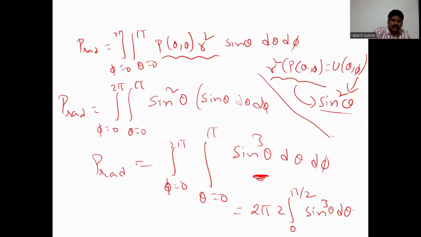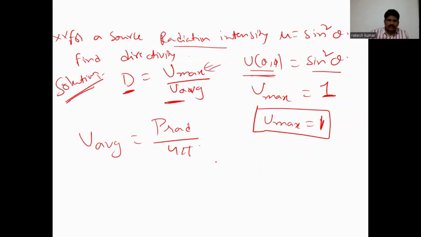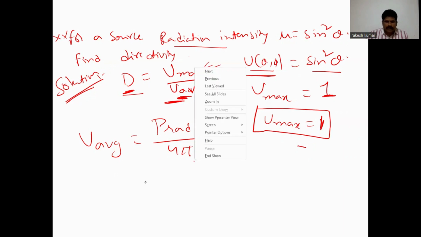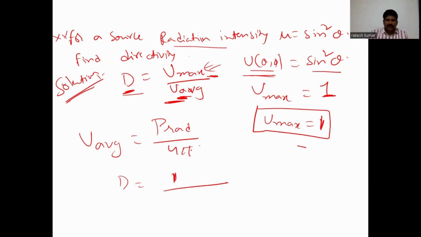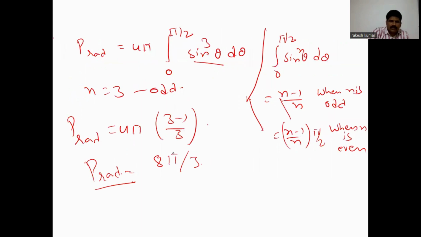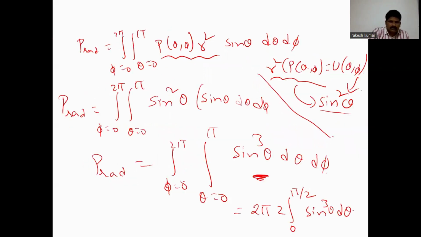Now we want to substitute here. U max value is 1, and in place of U average, the formula is P radiated by 4 pi. Therefore, directivity is equal to U max by U average. U max is 1, and U average means P radiated by 4 pi. The value of P radiated is 8 pi by 3, so I can substitute here.